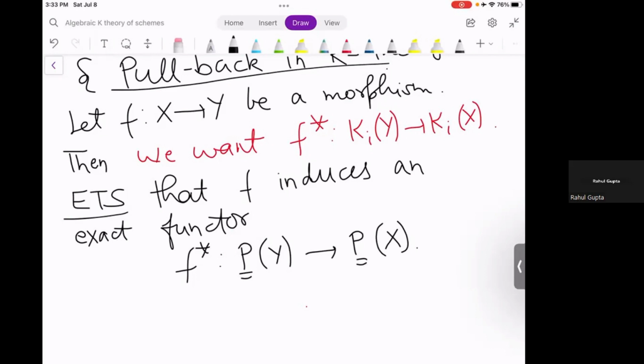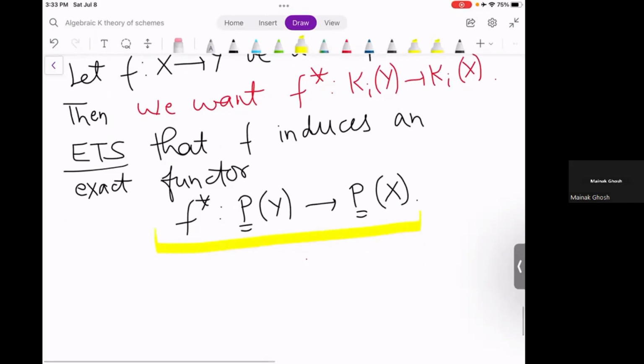So it is enough to show that f induces a functor between these two categories, whose K theory I was taking to be Ki of Y and Ki of X respectively. If it is an exact functor between these two categories, then if I take the K theory, it induces a map. Okay? Is it okay? Someone please? Yes, it's fine.